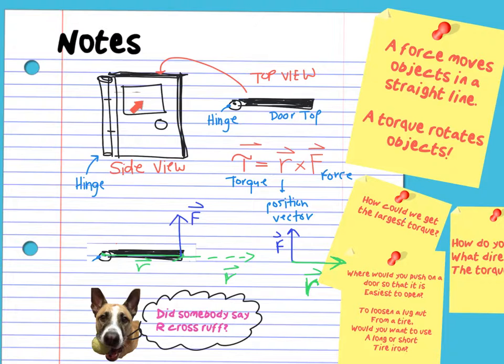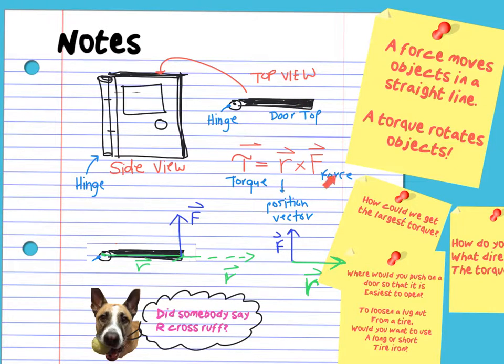Here we have just a picture of an exaggerated hinge and a side door. And what I want to do is look at the top view. So this top is what we're looking at. It's called the bird's eye view. So this would be the hinge and this would be the door top. All right, so this is the example that we're going to use.